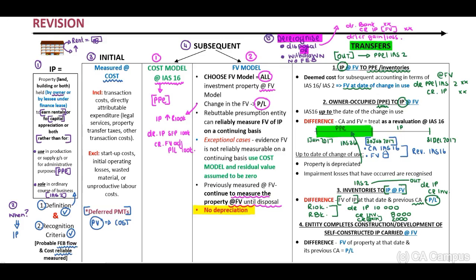The fourth type, the entity completes construction or development of a self-constructed investment property carried at fair value. Now, the difference between the fair value of the property at date of change and the previous carrying amount shall be recognized in our profit and loss.